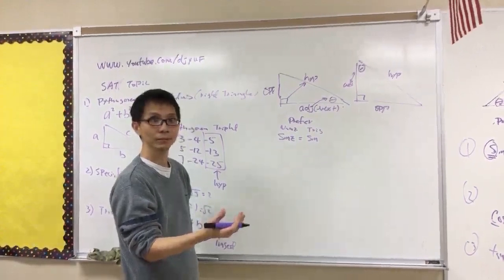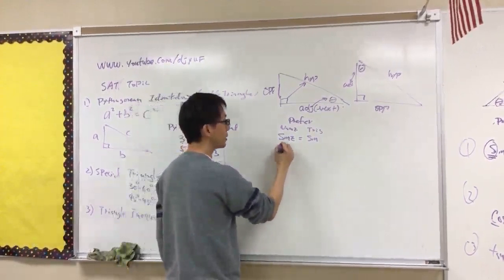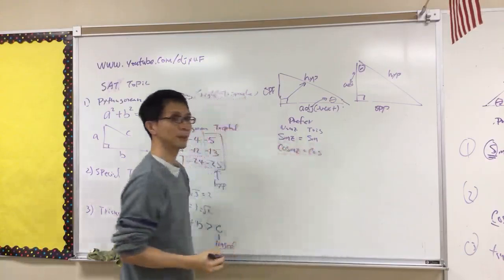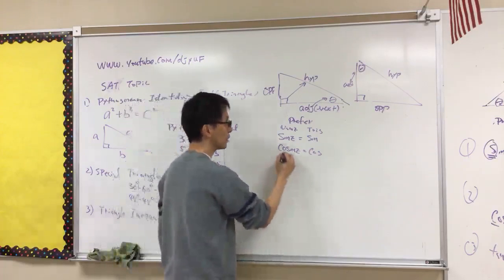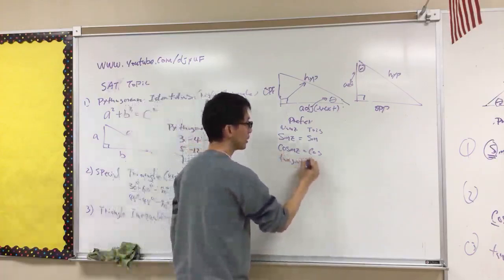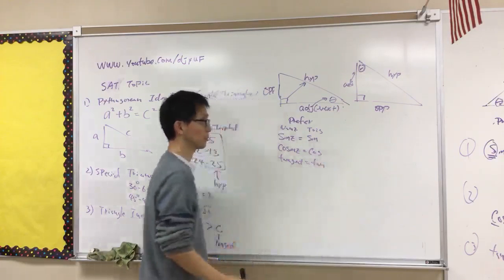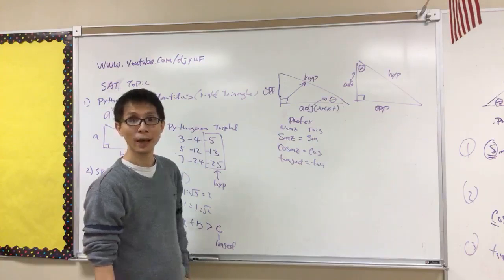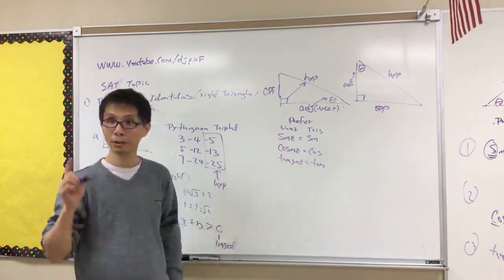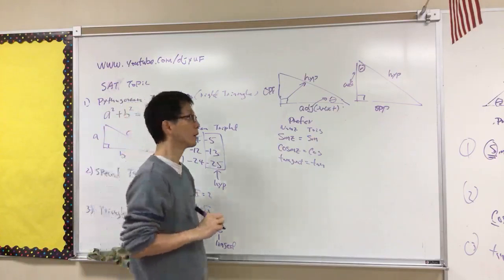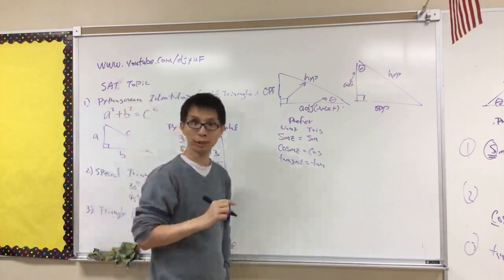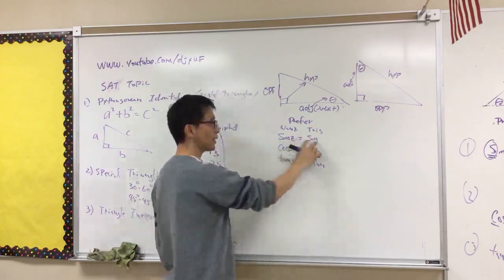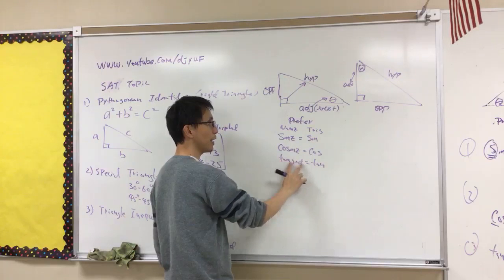Cosine is going to be cos. Tangent is going to be tan. Those are the names. There's actually a name called tau. 2 pi is called 1 tau, T-A-O. But sine is sine, cosine is this way, tangent is this way.